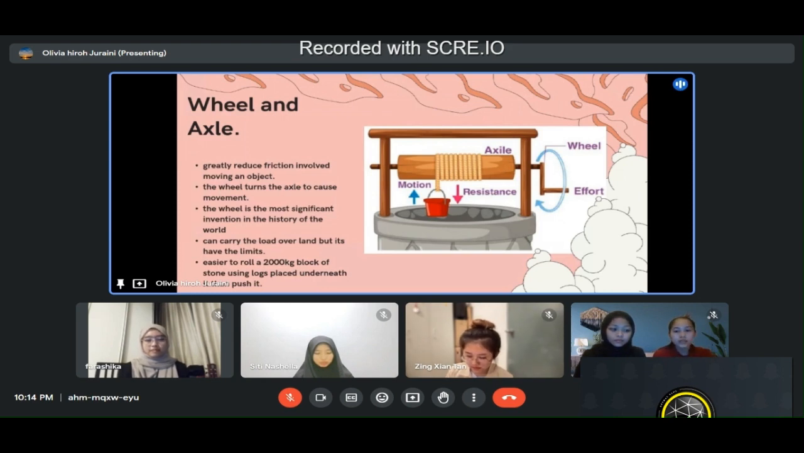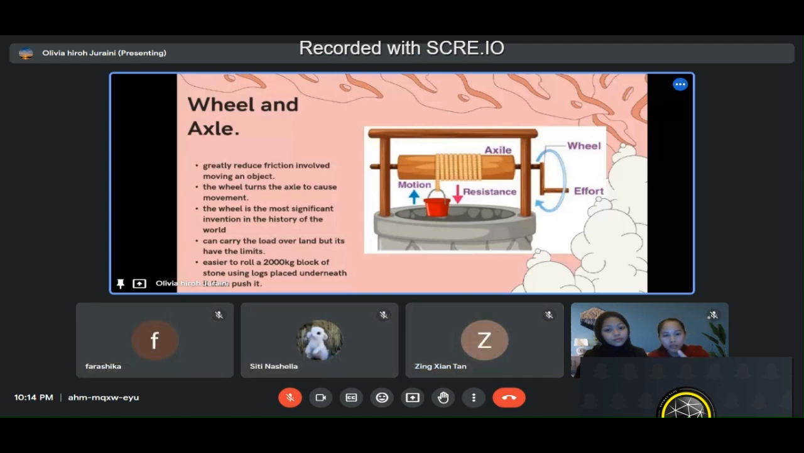The second simple machine is the wheel and axle. The wheel and axle make our work easier by moving objects across distance. The wheel and axle greatly reduce the friction involved in moving an object. And the wheel turns with the axle to cause movement.